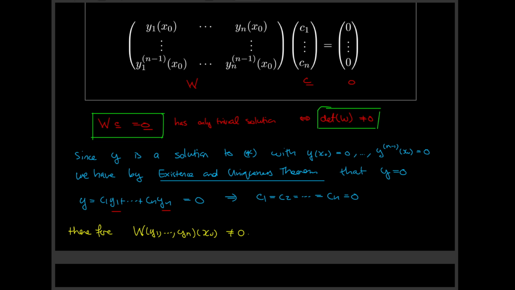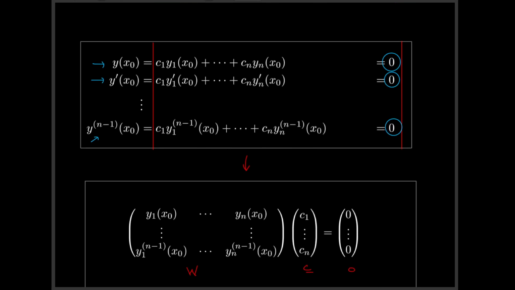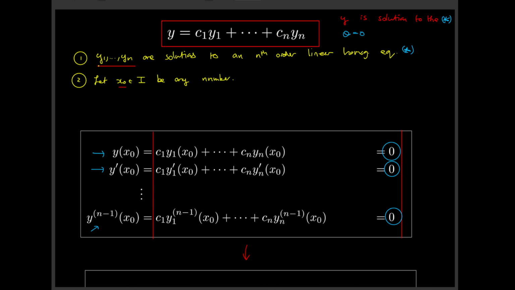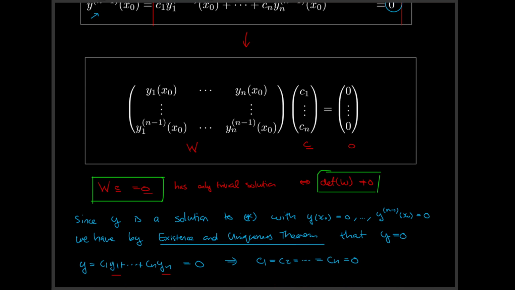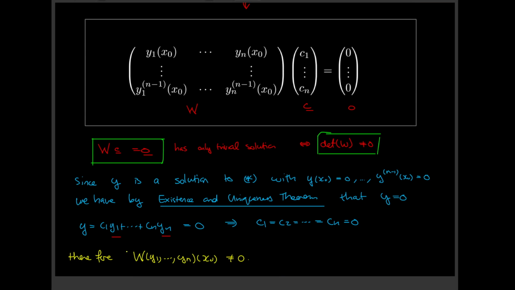And by the way, let's just recapture this theorem one more time. Assuming that y1 up to yn are solutions to an nth order linear homogeneous differential equation, and assuming that x0 is any number in the interval whatsoever where we're considering the differential equation, we get that the Wronskian is non-zero, always. Okay.